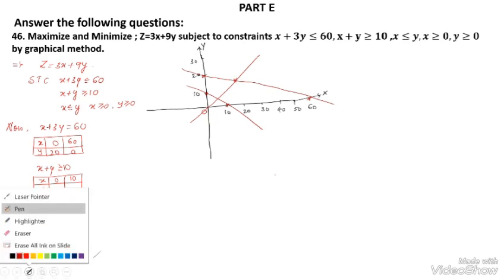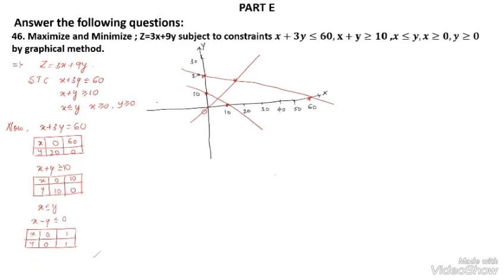Now, here is the shading region. x plus 3y is less than 60. It means we have to shade on this side. This is the shaded region of the first graph. Okay. Now, for the second equation, the shaded region is this one. For the third graph, the common shaded region is in these. This is the common shaded region.